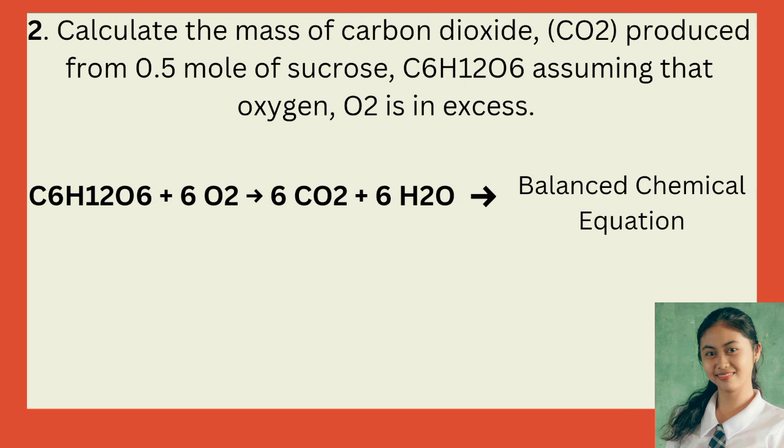1 mole of sucrose produces 6 moles of CO2. Moles of CO2 calculation: 0.5 moles of sucrose times 6 equals 3 moles of CO2. Then, the molar mass of CO2 is 12 plus 2 times 16, which equals 44. Then the last one, the mass of CO2: 3 moles times 44 grams per mole equals 132 grams.